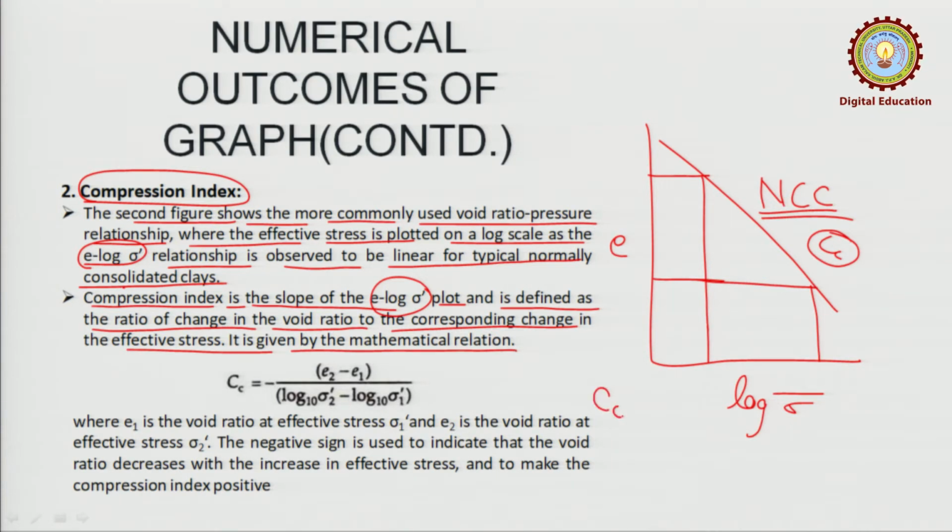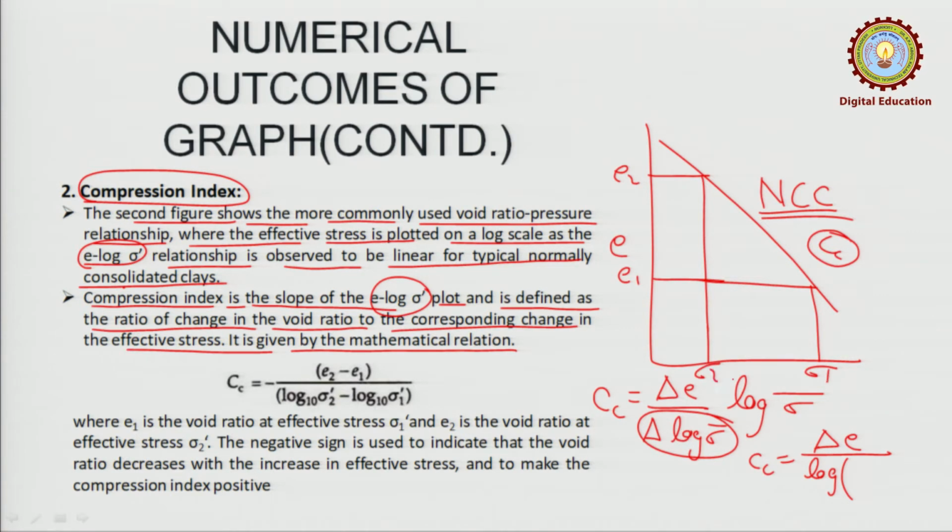So, if we write it, what will it be? Delta e upon what? Delta of log sigma bar, and this can be again refined and written as Cc equals delta e upon log of, let us say this is e1 and e2, so corresponding this will be sigma 1 and this will be sigma 2. E1 corresponding to sigma 1, e2 corresponding to sigma 2.